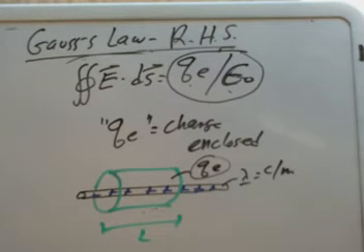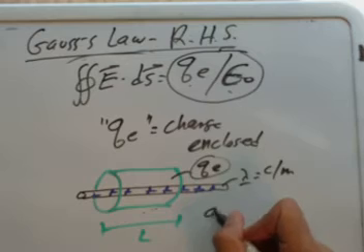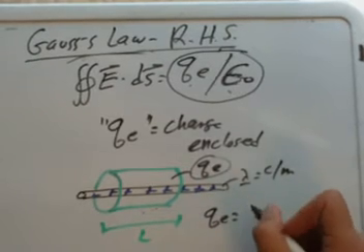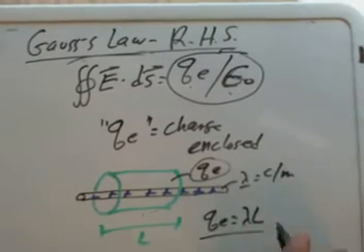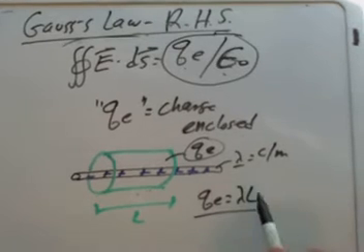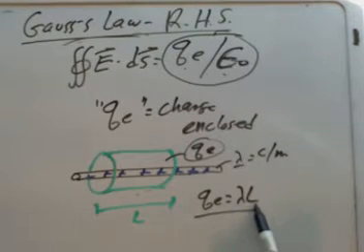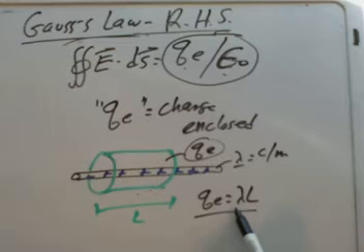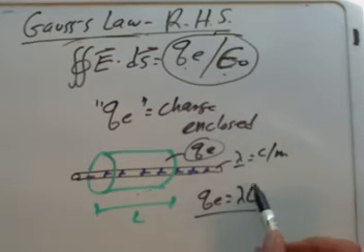Probably the easiest way to think about the enclosed charge, for this case, is that it will just be lambda times L. That's a pretty simple-minded idea. It's the coulombs per meter times the meter. If you multiply them, the units come out to be coulombs. That's not a bad way of thinking about it, and in this case, in fact, it would work.